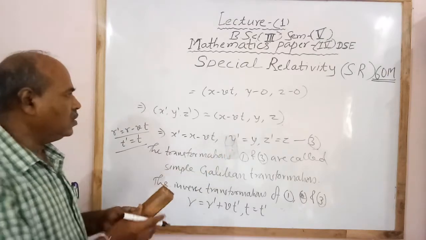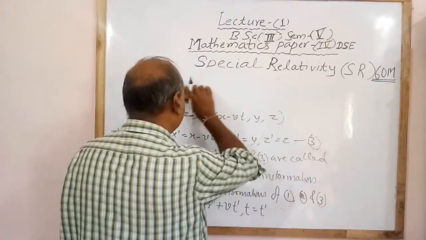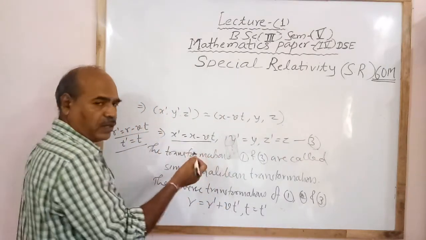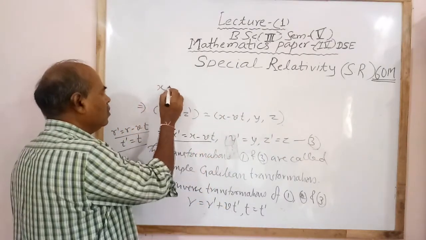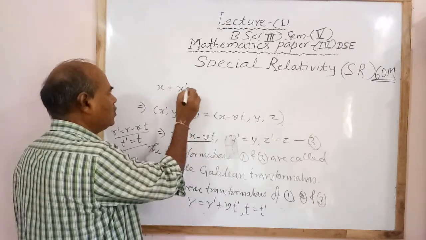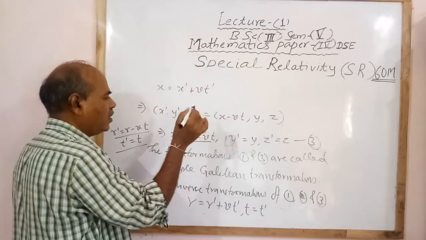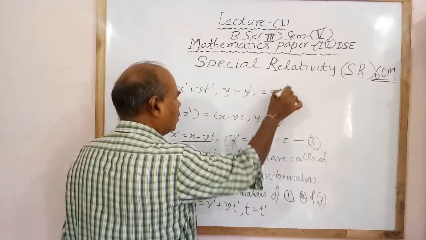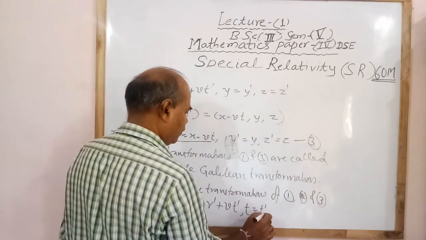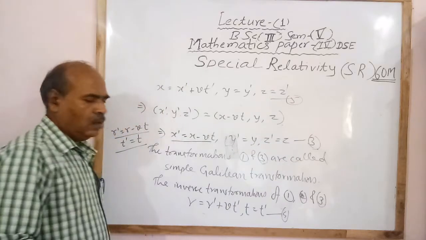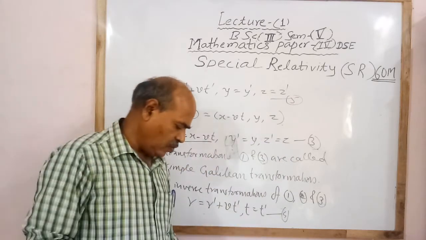Similarly for equation 3, the inverse transformations are given by: x dash equal to x minus vt, we write x equal to x dash plus vt dash, y equal to y dash, and z equal to z dash. These are the required Galilean transformations.